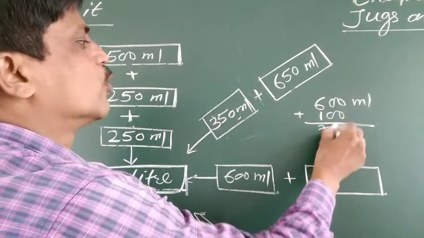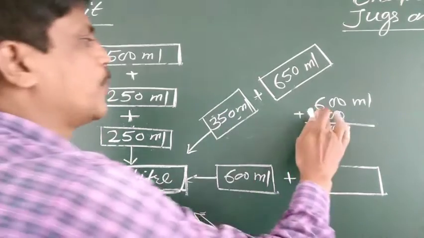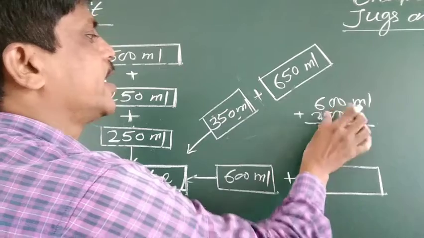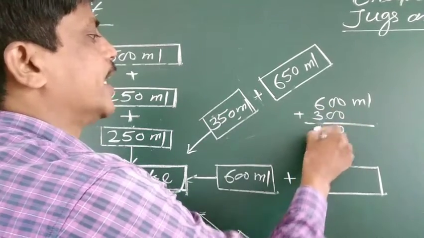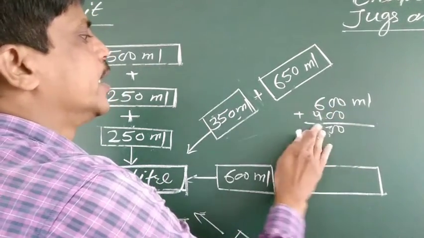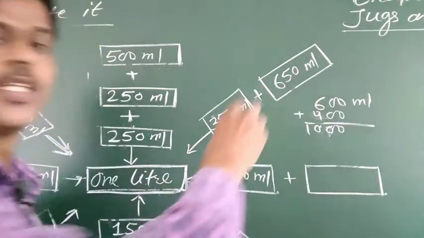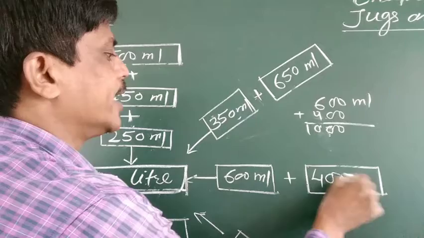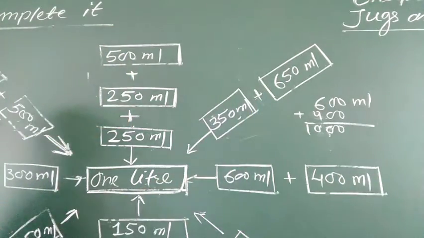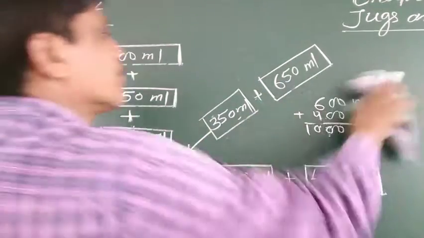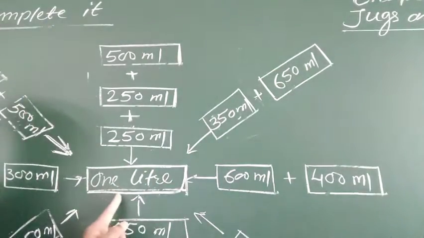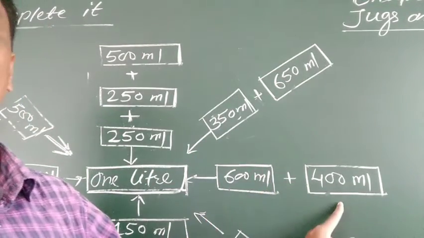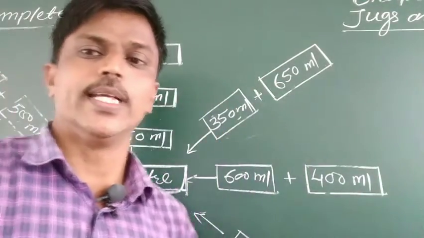If you add 100, it will be 700. If you add 200 here, it will be 800. If you add 300 here, it will be 900. And if you add 400 here, it will be 1000. So see, we have to add here 400 ml. 1 liter, it is 600 ml plus 400 ml is equal to 1 liter.